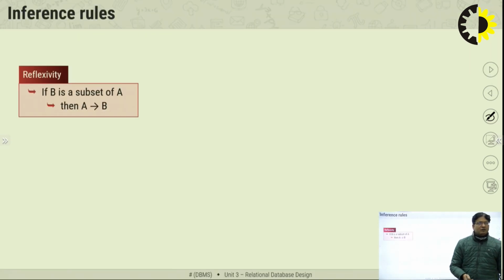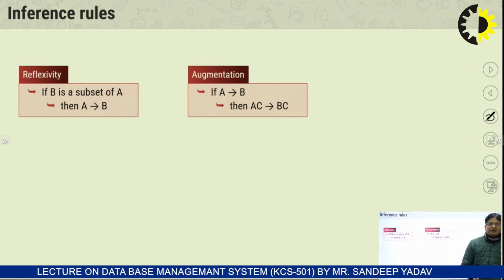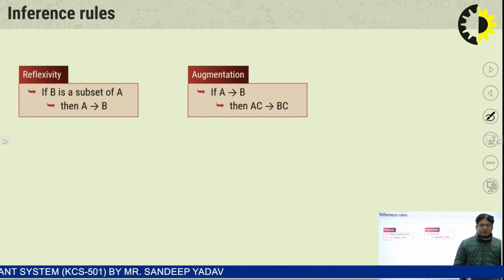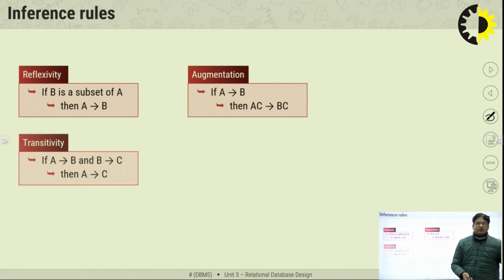Now first rule is reflexivity rule. If B is a subset of A, then we can say that A determines B. Second is augmentation rule. If A determines B and C is a set of attributes, then we can say that AC determines BC. This rule is known as augmentation rule. Now third rule is transitivity rule. If A determines B and B determines C, then we can say that A determines C.